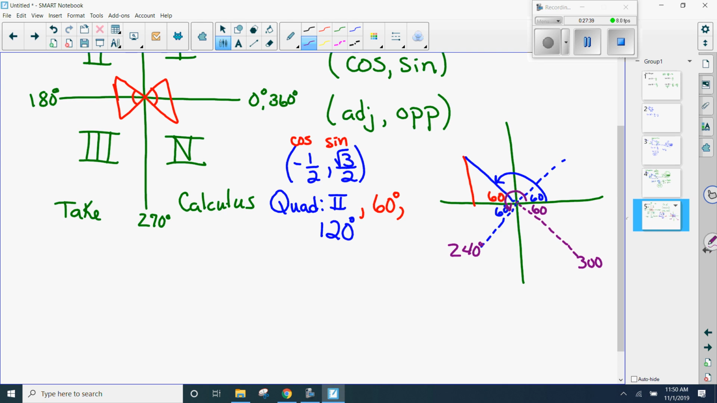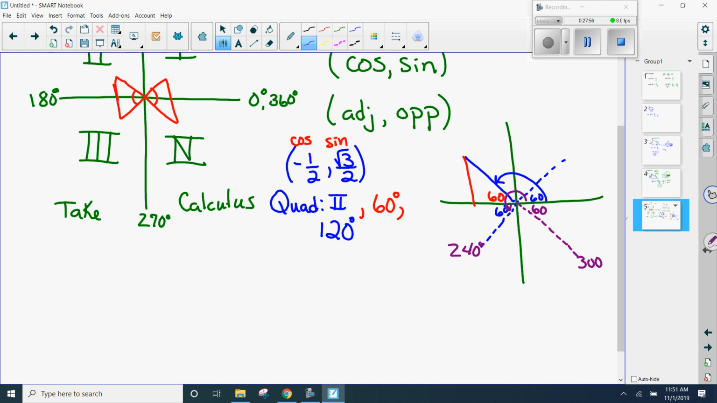You just take your hand. You want 1/2 and you want radical 3 over 2. Right here's your hand. This is the top values, that's your bottom fingers. It's 60 degrees. But you have to know what quadrant it's in. So what quadrant it's in is the second quadrant.